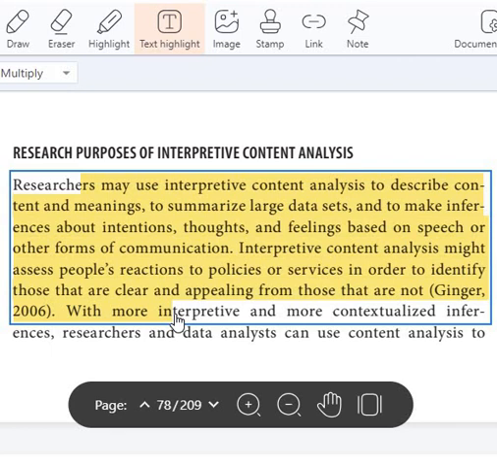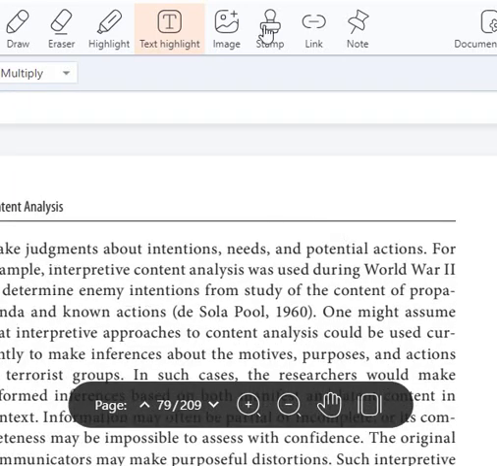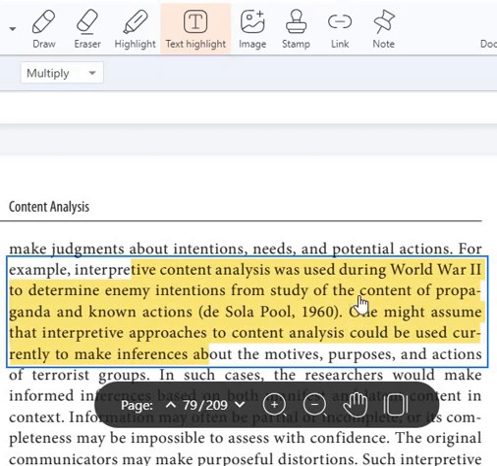This content analysis approach is also used not to generate theories. We test theories. Okay? We test theories based on the latent meaning, based on the context, based on the connotative meaning. Okay? It was also used in World War II. Here, as you can see, it is mentioned here. For example, interpretive content analysis was used during World War II to determine the enemy intentions from study of the content of propaganda and known actions.